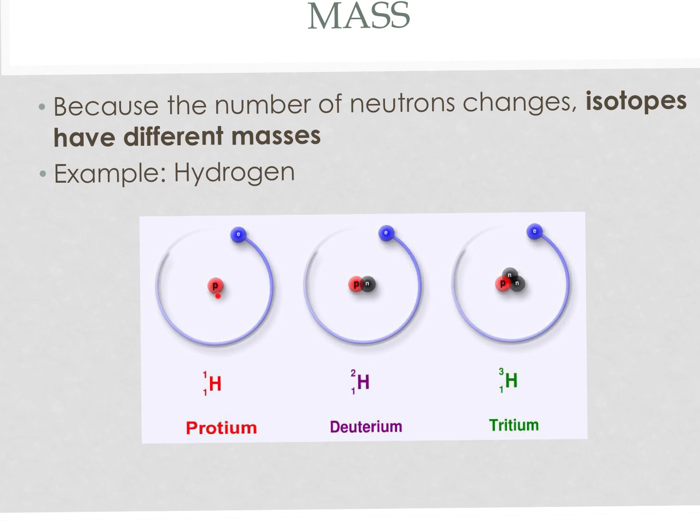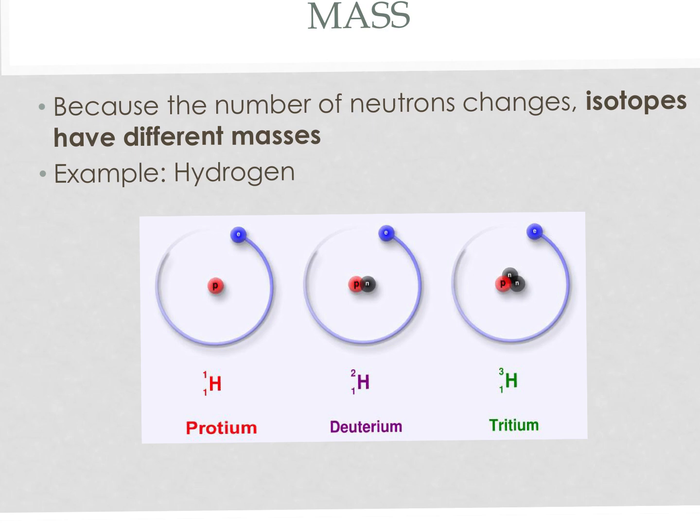Protium just has one proton, so it weighs 1 AMU. Deuterium has one proton and one neutron, so 1 plus 1. This one weighs 2 AMUs. And then tritium has one proton and two neutrons, so 1 plus 1 plus 1 is 3 AMUs. So each different isotope has a different mass, and that's how we tell our isotopes apart.